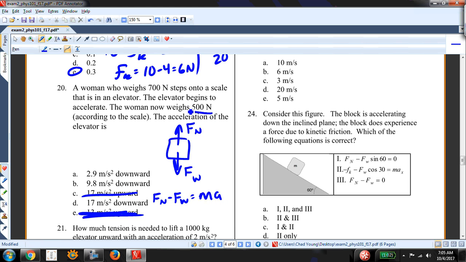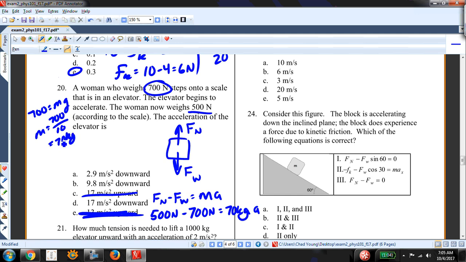The woman now weighs 500 newtons. That means my normal force is 500 newtons minus the weight. Her weight is actually 700 newtons. And that's equal to 70 kilograms times a. 70 kilograms because she has an actual weight of 700 newtons. So 700 equals m times g. So m equals 700 divided by g, which is 10, which is 70 kilograms. So this gives me a is negative 200 divided by 70, which is 2.9 downward. It's negative, so it's downward.